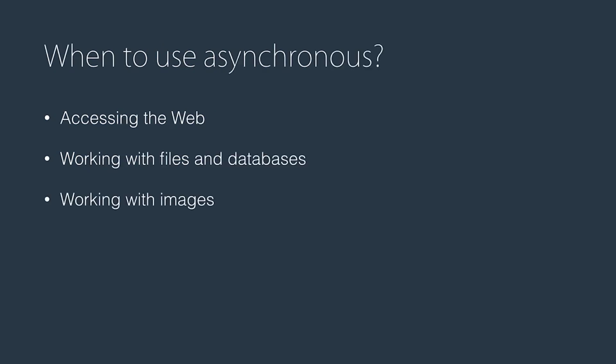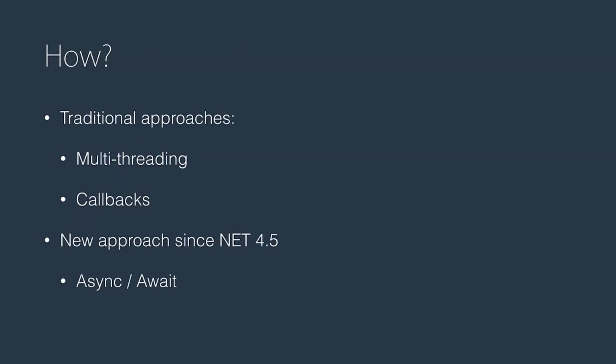So when do we use asynchronous programming? Anytime we have a blocking operation, such as accessing the web, working with files and databases, working with images, and so on. Now, how do we do that? Well, traditionally in C#, we had two common approaches. One was using multi-threading, one was using callback methods. Both these approaches are complex to learn and understand.